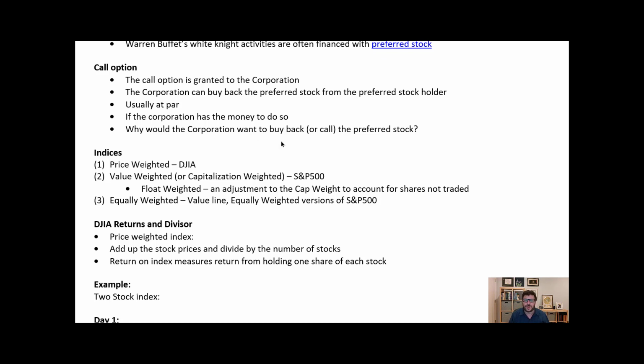And they would do that. They would buy back or call the preferred stock so they no longer have to pay the preferred dividend, and they can now start paying profits to the shareholders. And they would do this when they had either access to new capital at a lower rate than is being paid on the preferred stock, or they just have accumulated the money through operations.